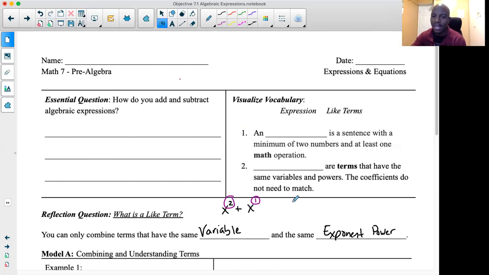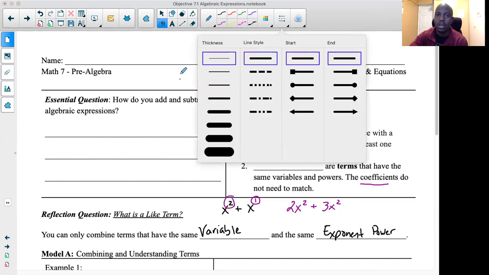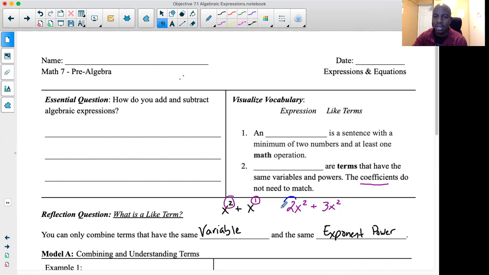However, if I want to add something that looks like this, 2x squared plus 3x squared, they have the same variable, x, and they have the same exponential power, the second power. But Ms. Wilford, the number in the front is not the same. Remember in the rules here, it says the coefficients do not need to match. Oh, that's what that is? Yes, these numbers in the front are called coefficients, and they do not need to match.